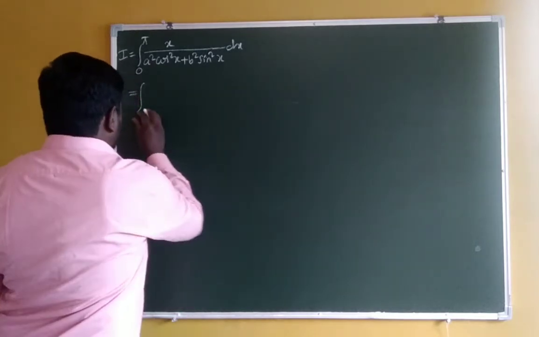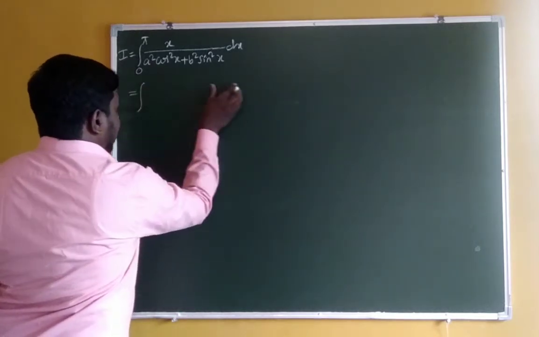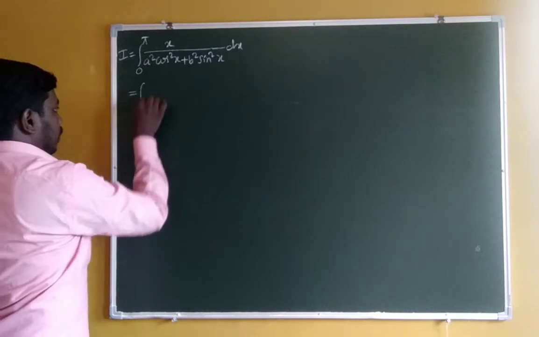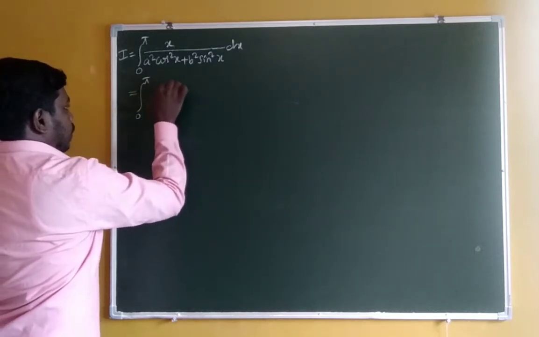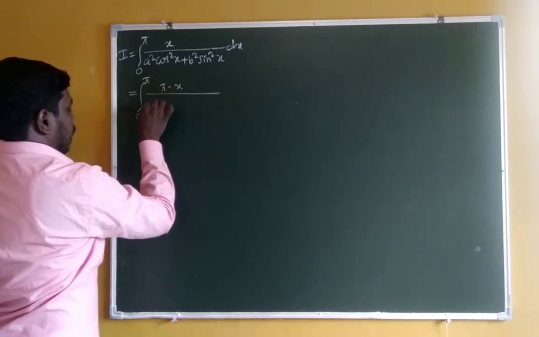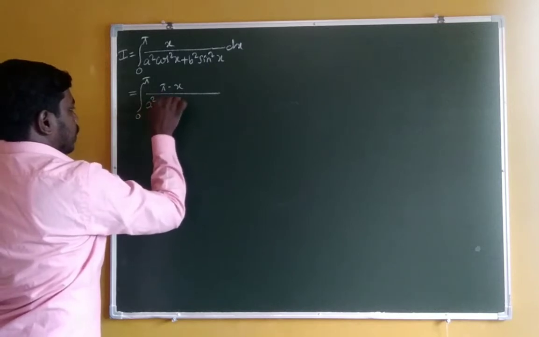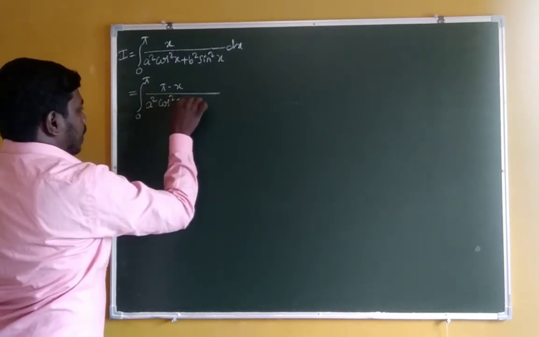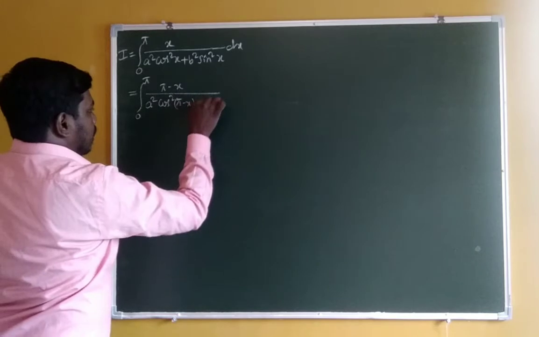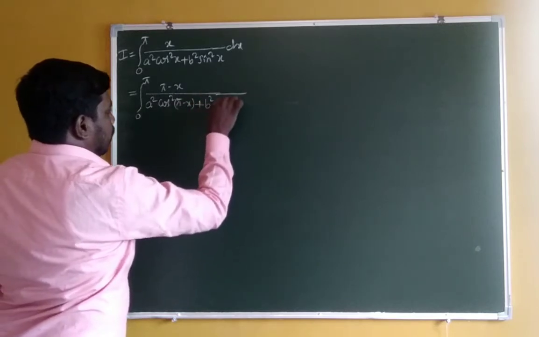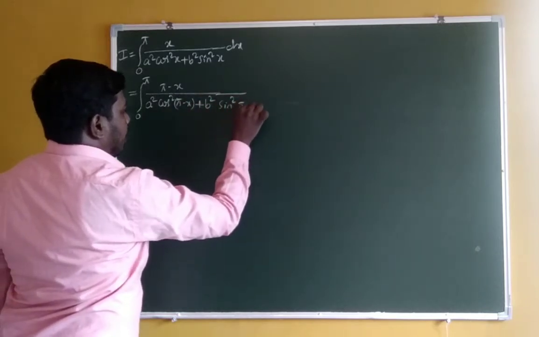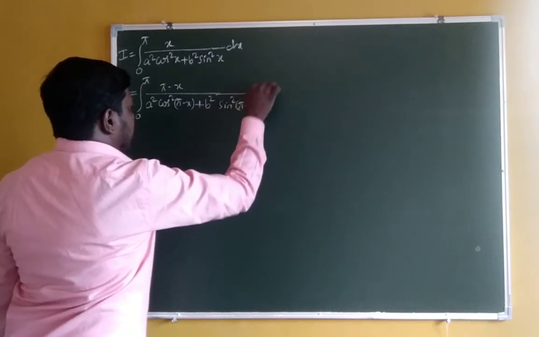So what is the property? 0 to a, f of a minus x into dx. So 0 to a, so a minus x. Correct? So a square into cos square of pi minus x, plus b square into sin square of pi minus x, into dx.